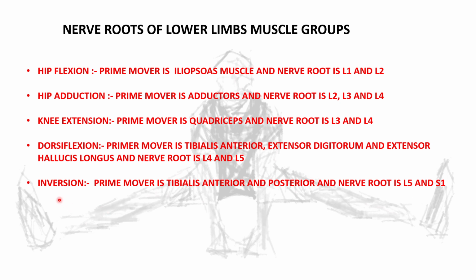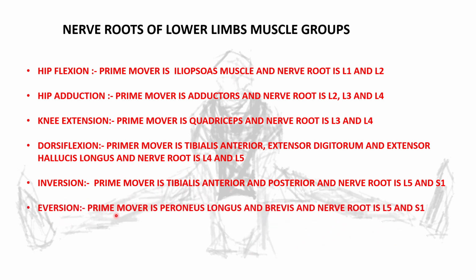If the patient cannot do inversion of the foot, the prime movers for inversion are the tibialis anterior and posterior muscles, and the nerve root is L5 and S1. So if the patient cannot invert the foot, the problem is at the nerve root L4 and L5, and the muscles are these, tibialis anterior and posterior.